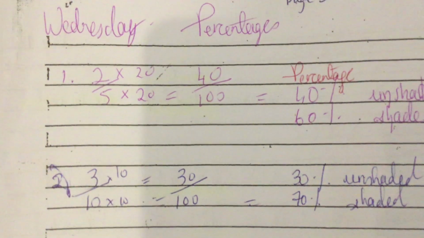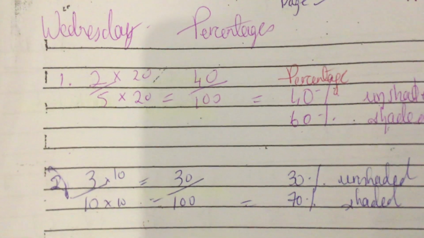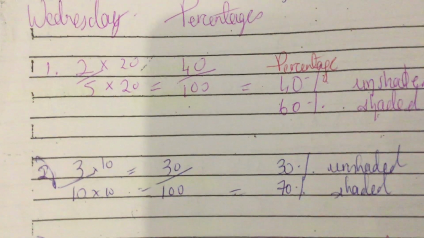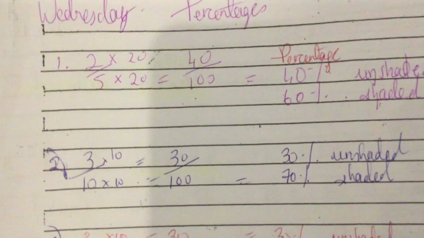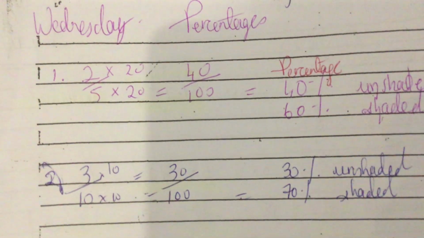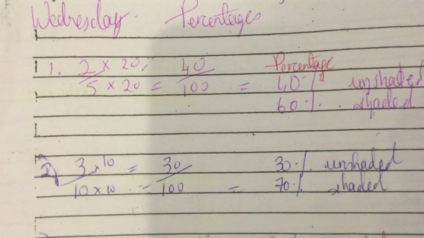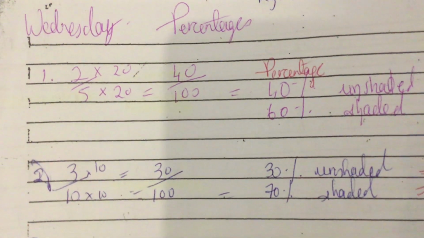To convert that to percentage, I multiplied the bottom, the denominator 5, by 20, which brings you to 100, because when you're dealing in percentages, you're dealing in hundreds. And what I do to the bottom, I do to the top, and I multiply the top by 20 to make it into 40 over 100.